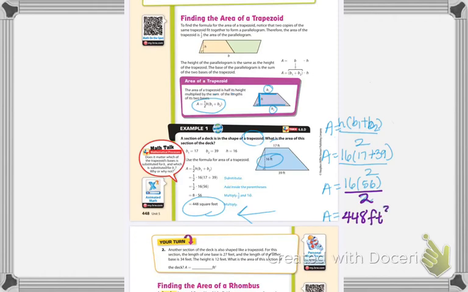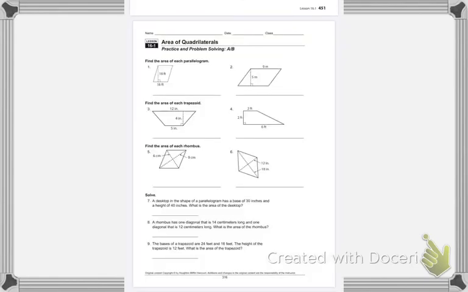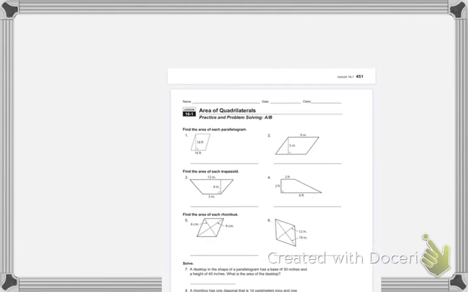And then you put the units in the square. Okay, I know it's kind of long, but you can do it. So for example, here, this is a parallelogram. We said that that was just base times height. Okay, trapezoid, that was what we just did right now.